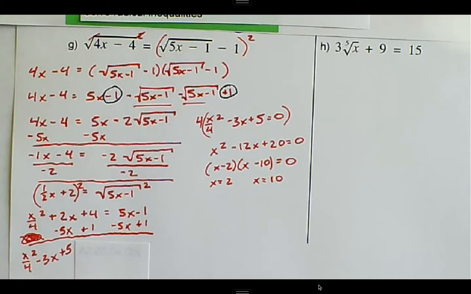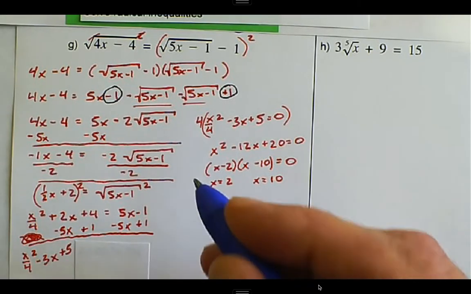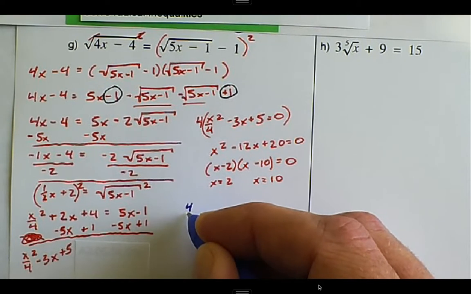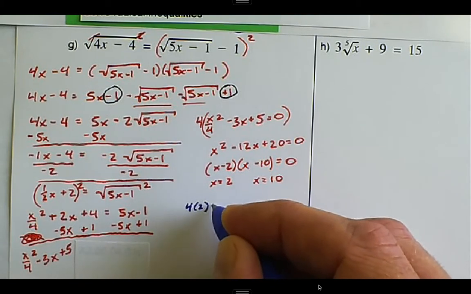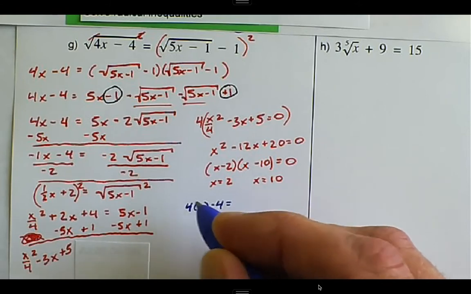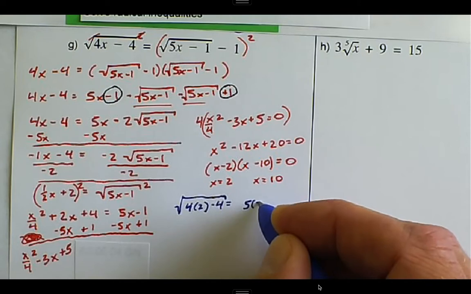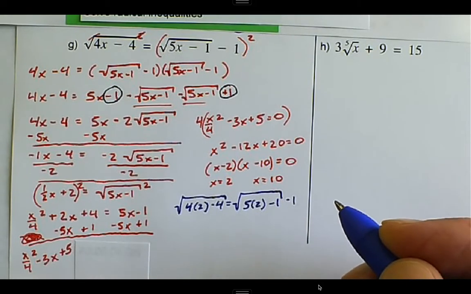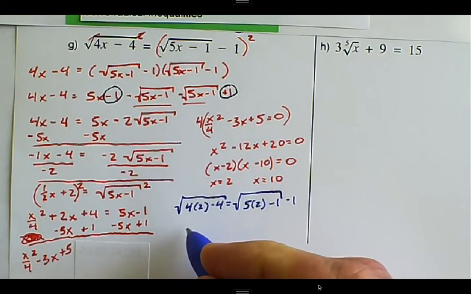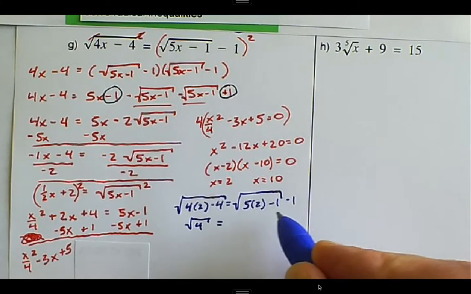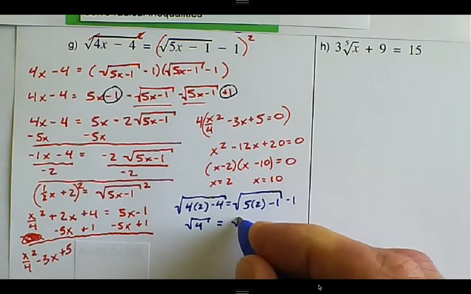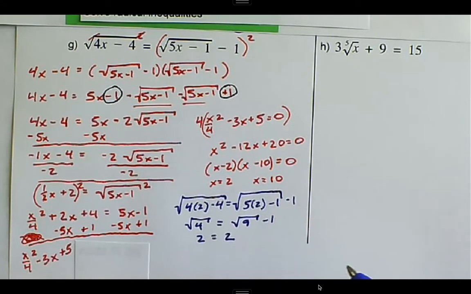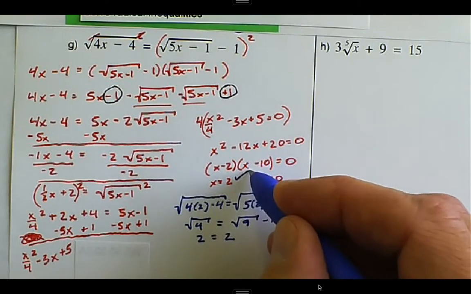And the last thing that we have to do is check to see if those are solutions. So 4 times 2 minus 4 is equal to the square root of 5 times 2 minus 1 under the square root, and then minus 1. What we get is 8 minus 4, the square root of 4 over here, and 10 minus 1 is 9, so the square root of 9, and then minus 1. So we do get 2 is equal to 2 for one of the solutions. So 2 works. And then we can check 10.